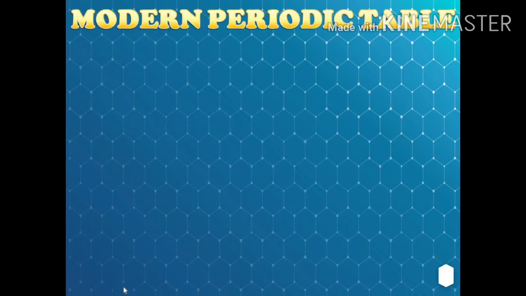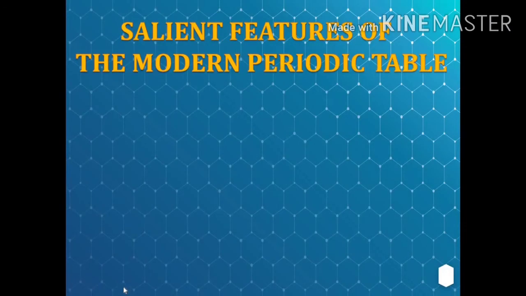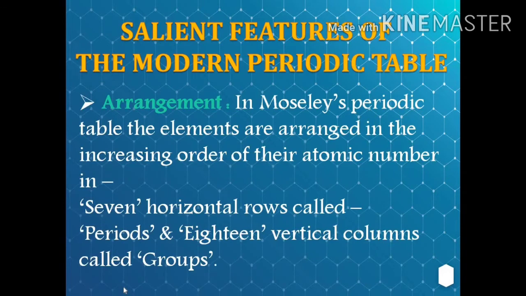We have the modern periodic table here. This is the modern periodic table given by Moseley. The elements are arranged in the modern periodic table, but how they are arranged we will understand only when we learn the salient features of the modern periodic table. Salient features of the modern periodic table. First point, we'll see the arrangement.